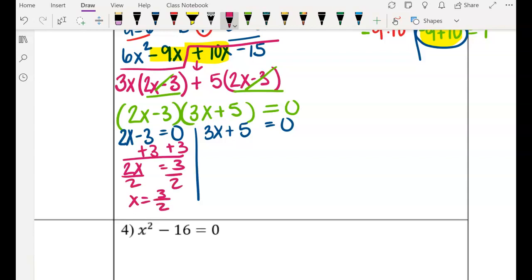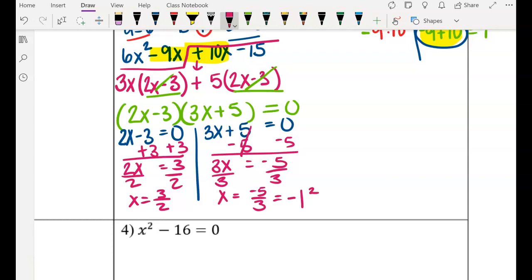Then similarly, minus 5 from both sides. Then we are going to end up with 3x equals negative 5. Divide both sides by 3. Okay. x is negative 5 over 3. Can't really reduce that, so leave it. If you want to write it as negative 1 2/3, that's okay by me. I'm going to write this in order from smallest to biggest. So negative 5 over 3, comma, 3 over 2, and box that up.